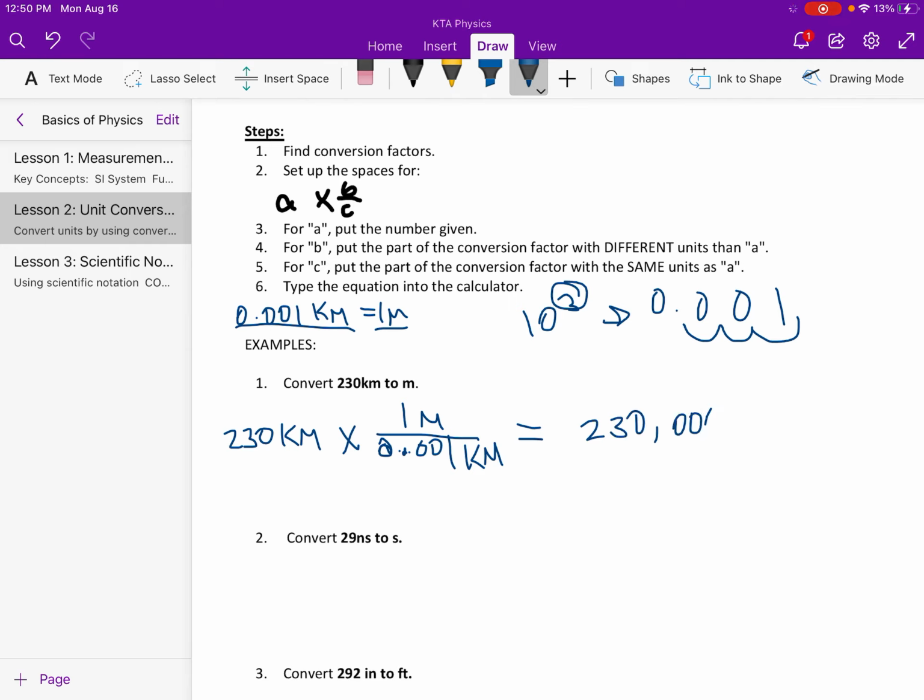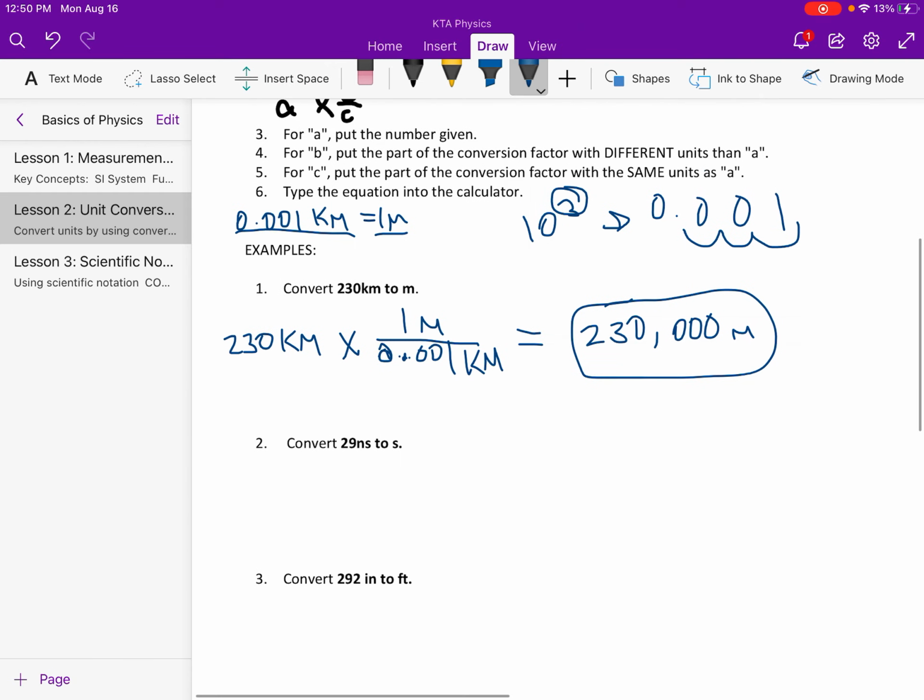Now, think about it. Does it make sense that our number got bigger? Yes, because kilometers is of a bigger value than meters, so it would have a bigger answer than what the kilometers was, since meters means something smaller. That's how they relate. So that's how you would solve it for that one.